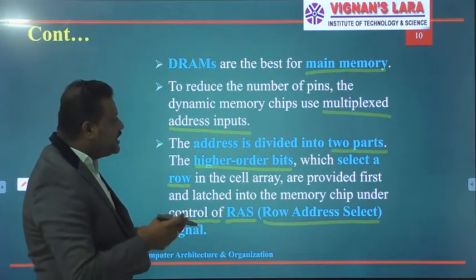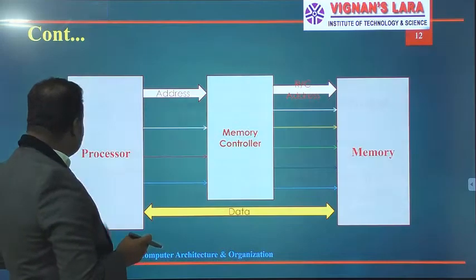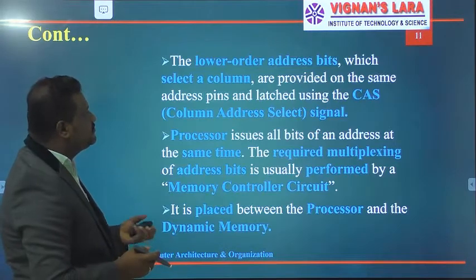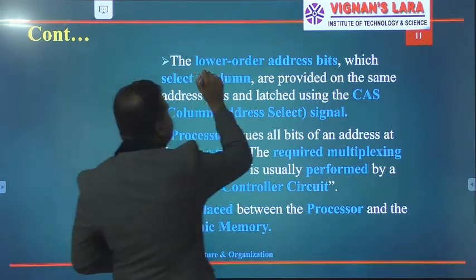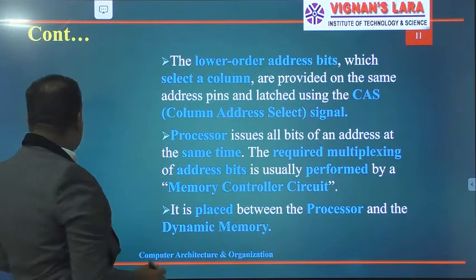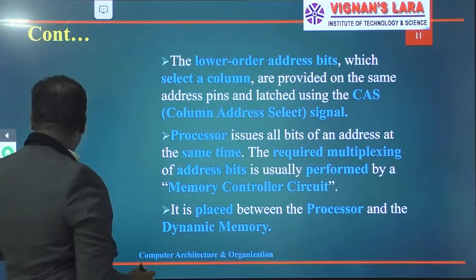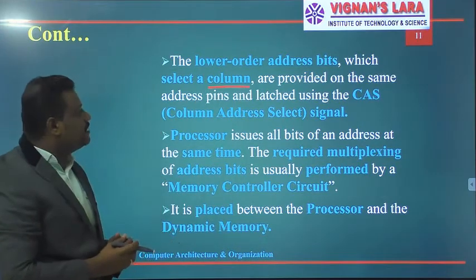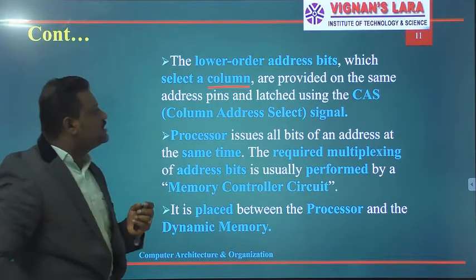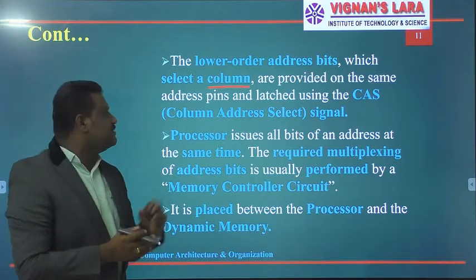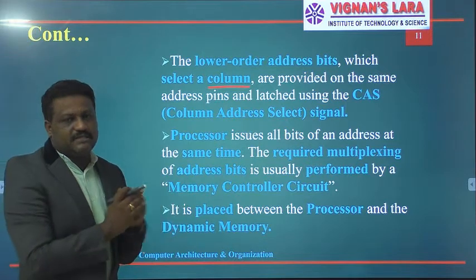Similarly, the remaining address lines, which are nothing but the lower order address bits, are used for selection of a column. Selection of a column is provided on the same address bits and latched using the CAS signal, which is nothing but column address select.